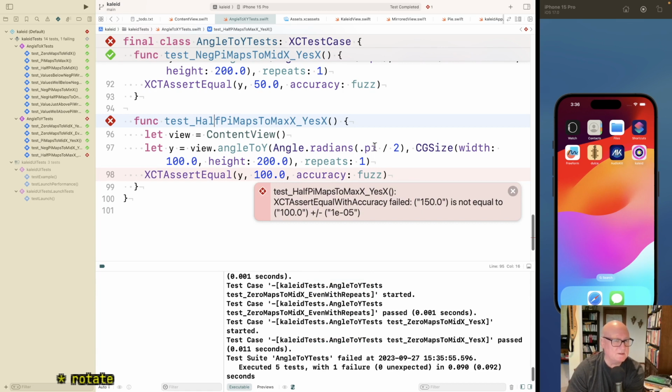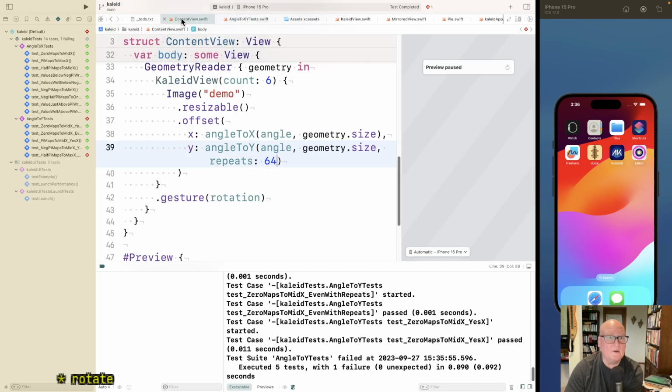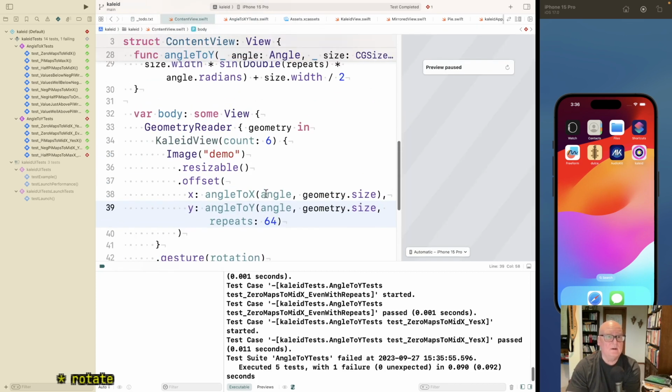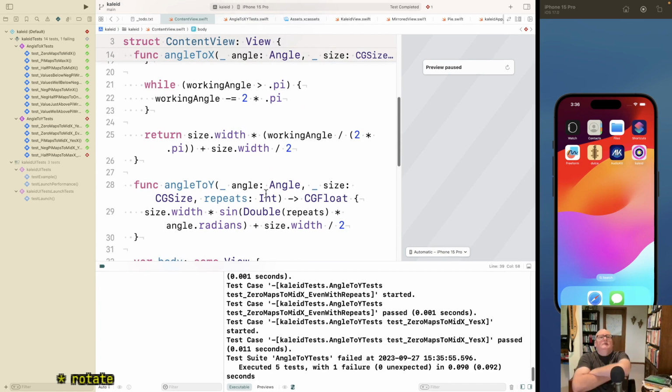All right, now what's going on? So pi over 2. I would have thought that should be 1. Oh, yeah, that's why that's screwing up. So repeats is 1. So this is just angle.radians, which is pi over 2, which is 1, times the width plus the half. I'm screwing something up.